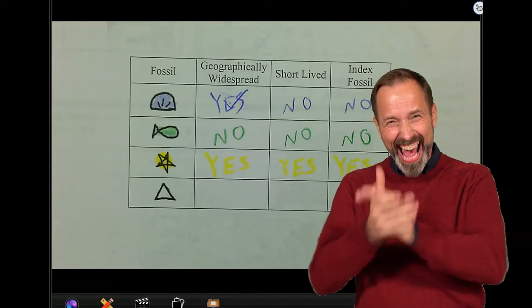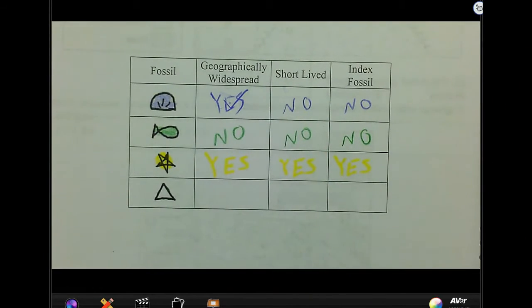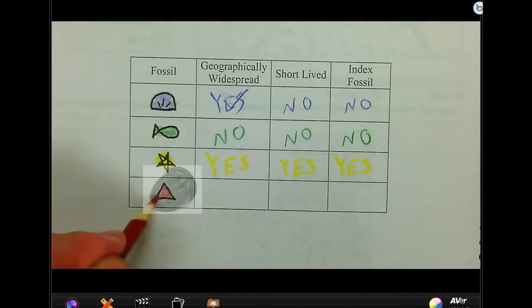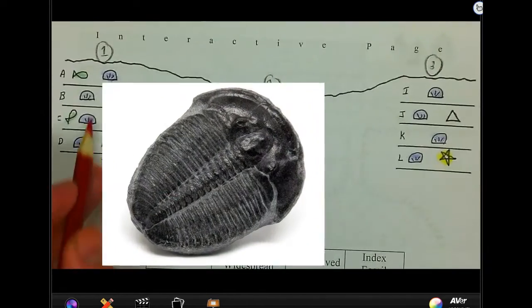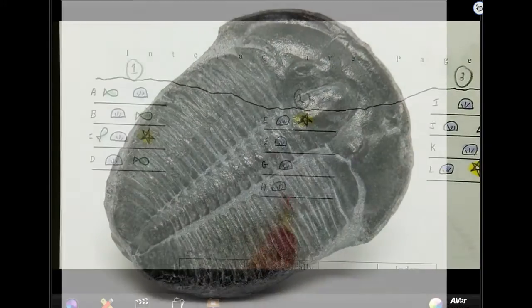Let's check out our triangle, which, I don't know, let's say that's a trilobite or something. We've got this triangle fossil. It's not in location 1, not in location 2.